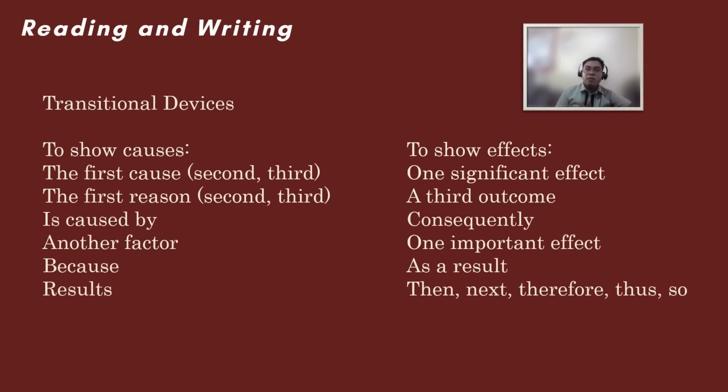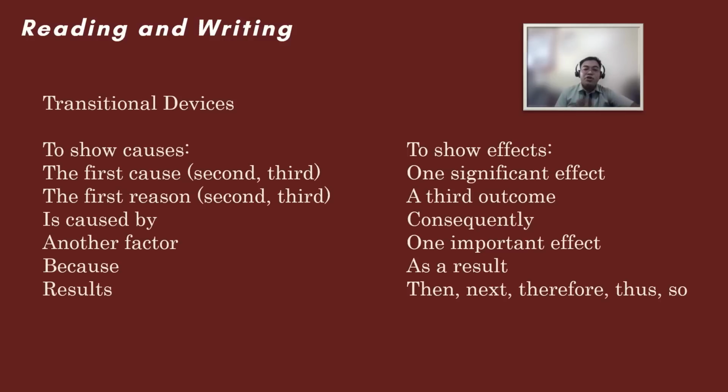Now, here are some transitional devices or connectors that can connect one sentence to another sentence, one paragraph to another paragraph using cause and effect. To show cause or causes, we have the first cause, second, third, then the first reason, second reason, third reason, first cause, second cause, and third cause. We also have is caused by, another factor, because, results.